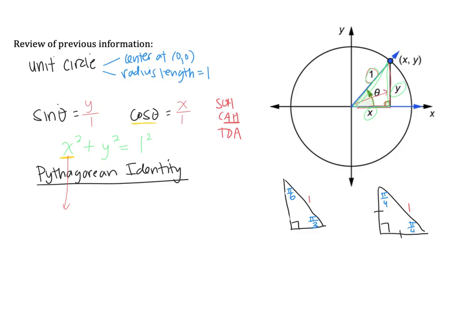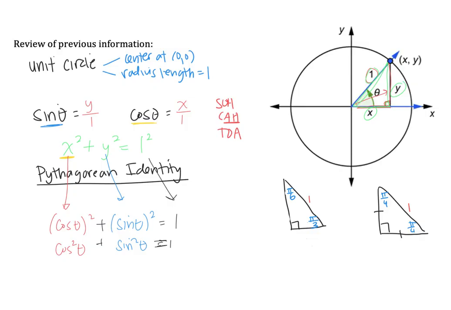So if we substitute in for x, we would get cosine of theta squared. If we substitute in for y, we would get sine theta squared. And of course, 1 squared is just 1. So we would get cosine squared theta. You can also write it like this. Remember, cosine squared theta plus sine squared theta equals 1. So that is called the Pythagorean identity.